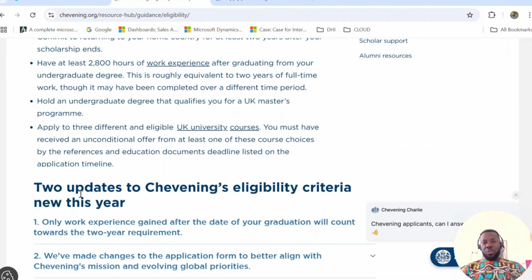So by the time you would apply for this scholarship, you must have applied to a UK university and have secured an unconditional offer. When we say unconditional offer, it means that you have been fully accepted. Your acceptance is not based on fulfilling a certain extra criteria. Okay, so that is it.